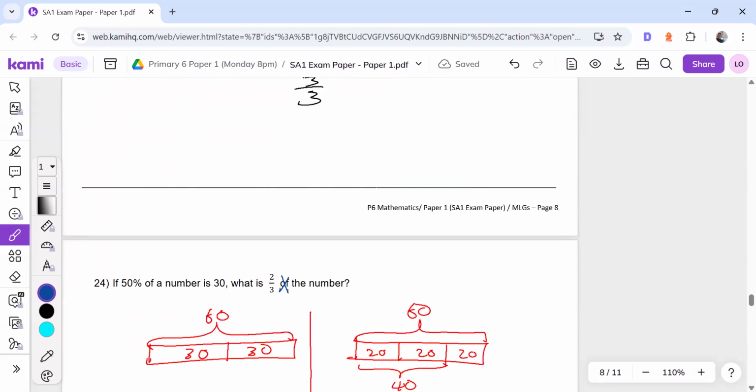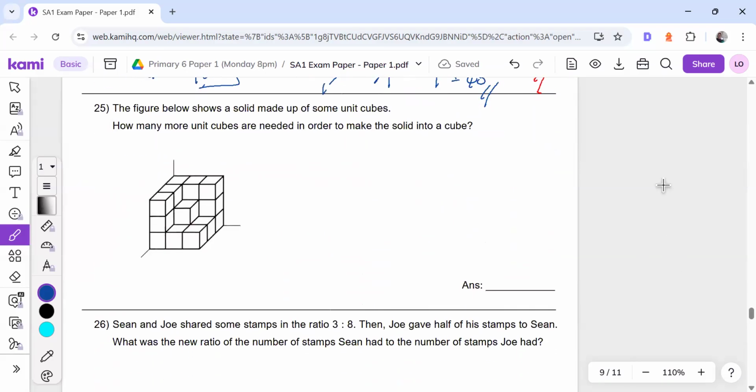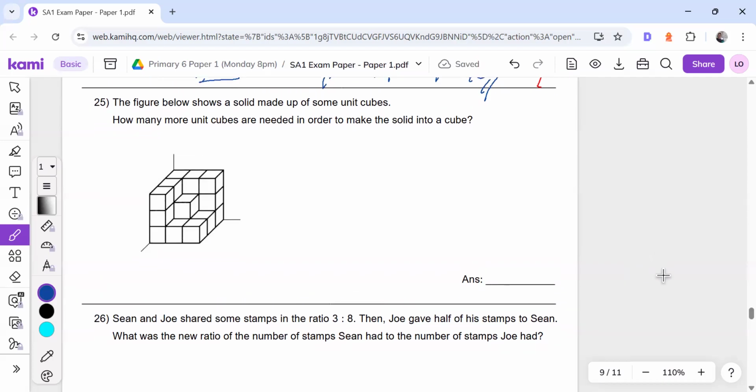Okay, so math has many ways of doing things. So don't give up. If this way you cannot think of a different way, all right, this method, think of a different method. In paper one, unfortunately, you don't get to show method. Only in paper two do you use the methods. All right. Okay, question 25.